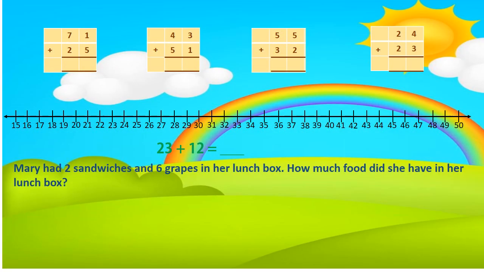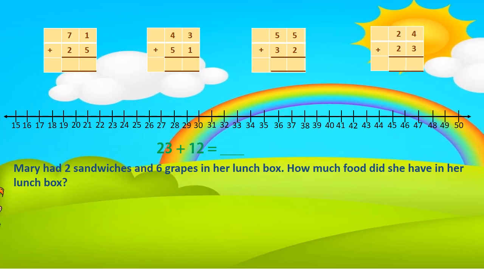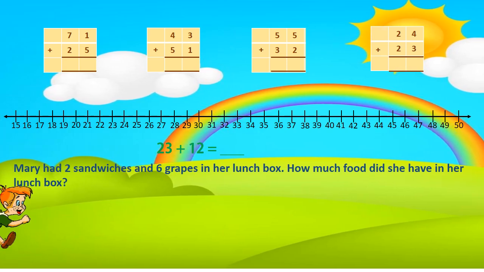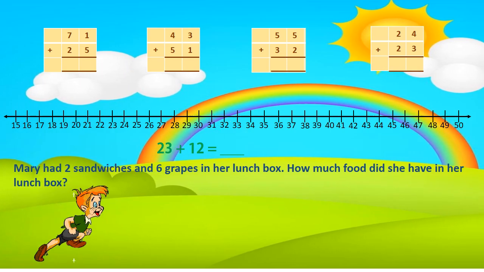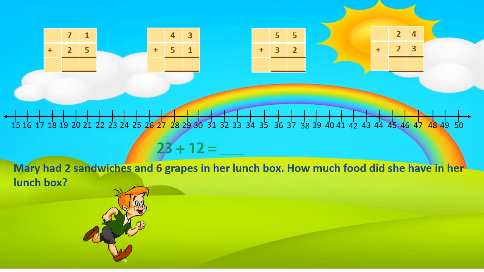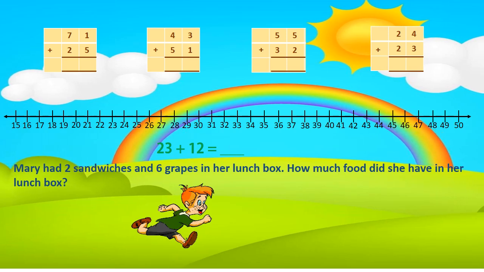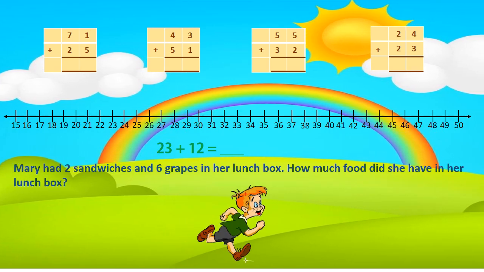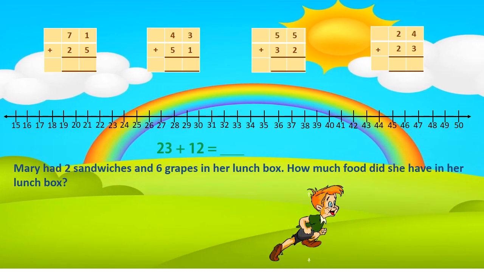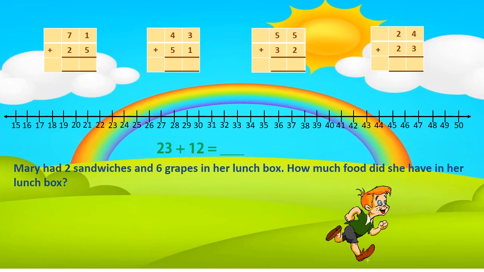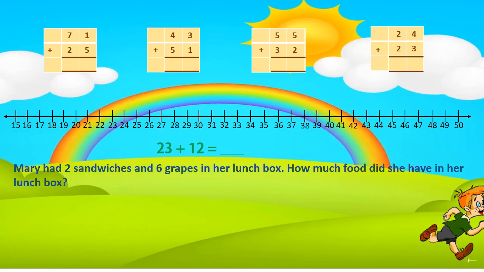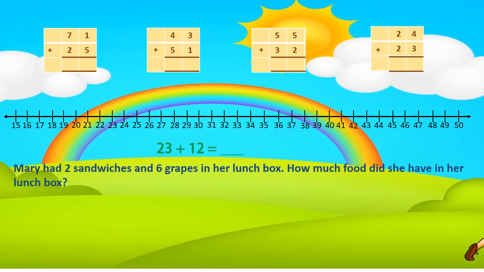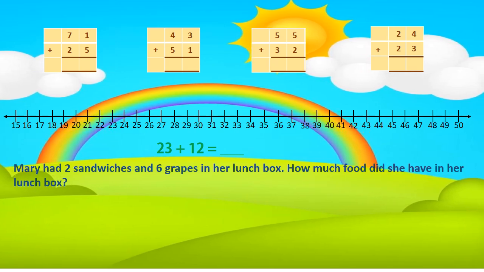So children, here is a worksheet for your practice where you will have to add the following numbers. 71 plus 25, 43 plus 51, 55 plus 32, 24 plus 23. In the next sum, you can see the number line is given. So you will have to use the number line and add 23 plus 12.